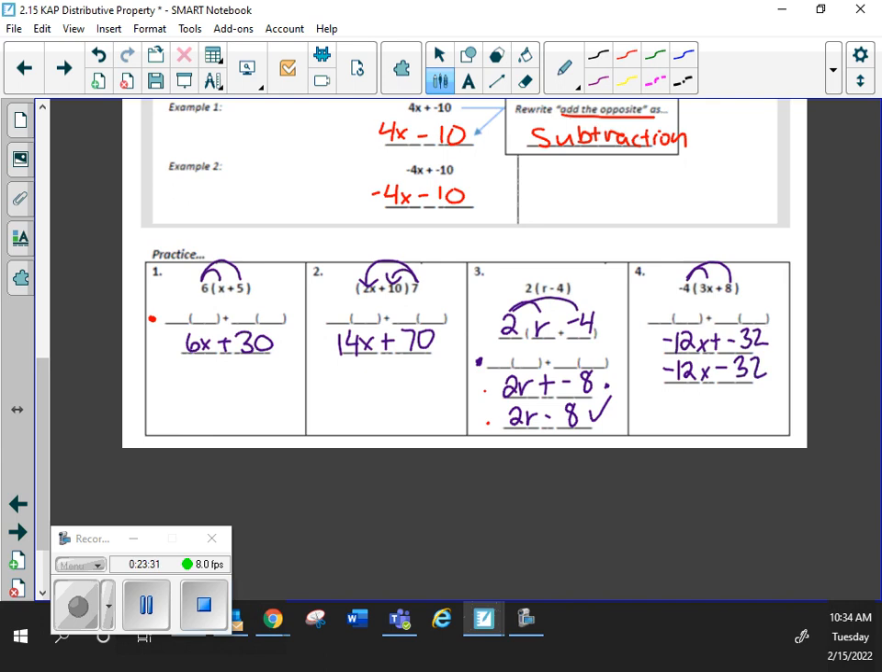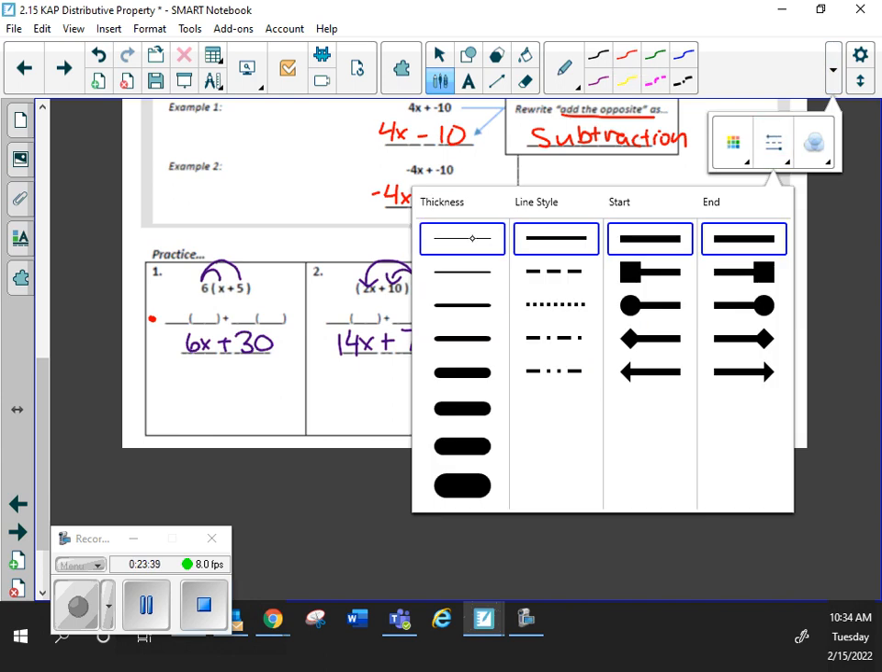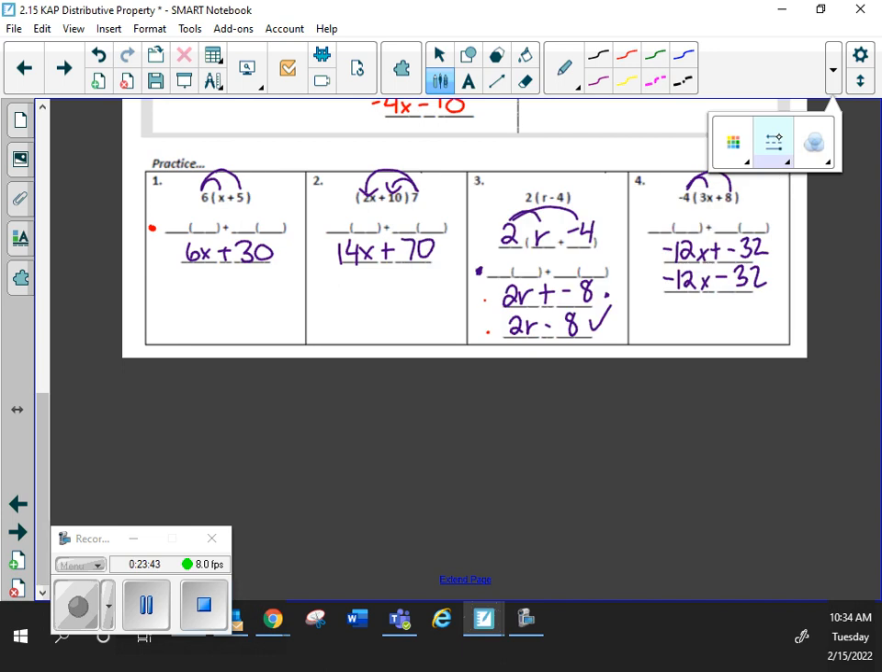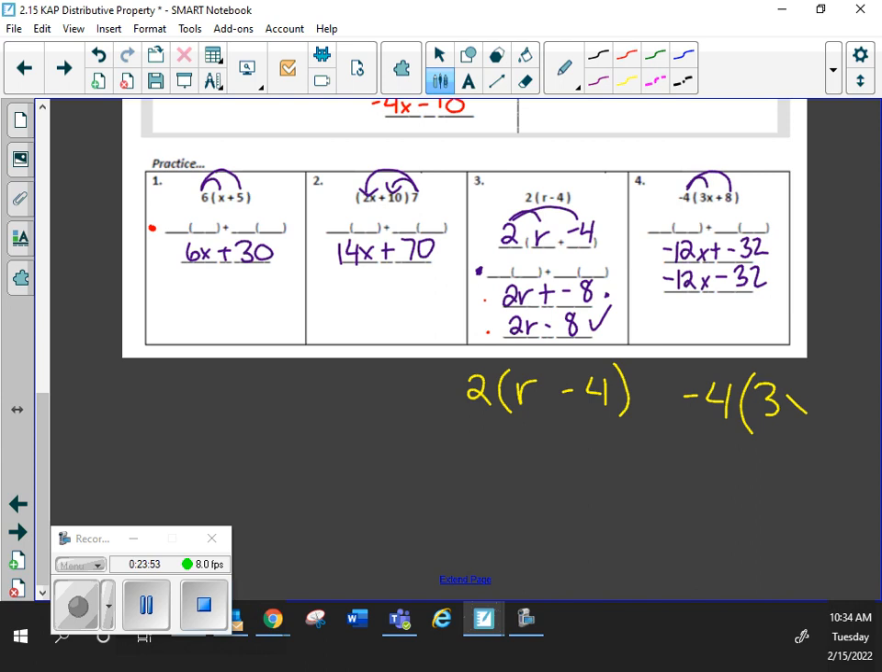Now, I'm going to take a pause and I'm going to show y'all another way to do it. That is just as fine. It's just a little different. But I just want y'all to have more than one option for these. I'm going to redo 3 and 4 in a different way. So 2 groups of r minus 4, and then negative 4 groups of 3x plus 8.